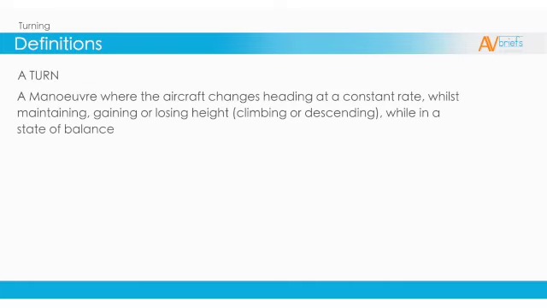What is the definition of a turn in the context we are using it? A turn is a maneuver where the aircraft changes heading at a constant rate, whilst maintaining, gaining, or losing height, while in a state of balance.